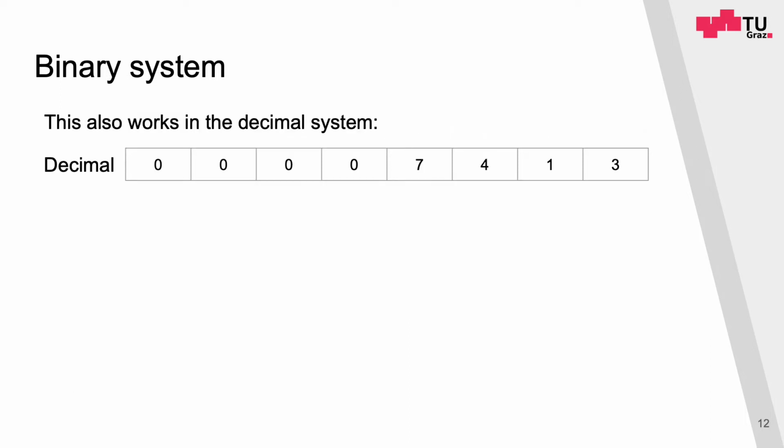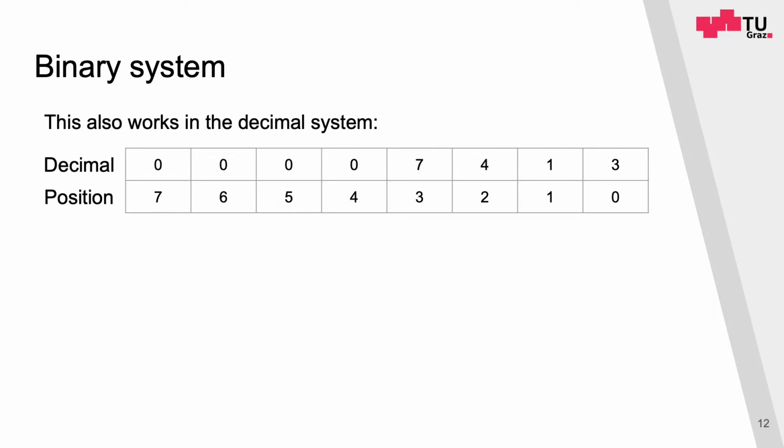So this conversion also works in the decimal system. For example, if we have the decimal number 7413, we can again write down the positions. The rightmost position, namely the 3, which has the least value, has position 0. At position 3, we have the 7, which is at a higher position because it has a higher value, namely 7,000. On the left-hand side we have position 7, but in this case our number is not big enough to have a value there, so we only have the number 7413.